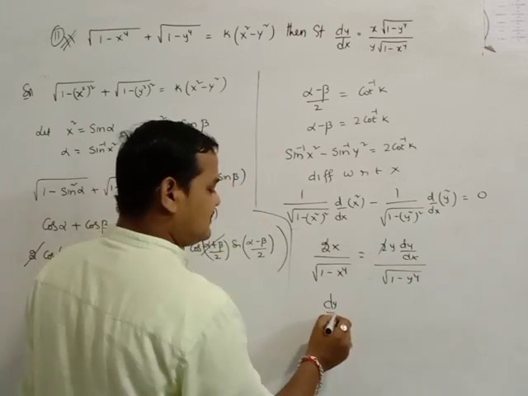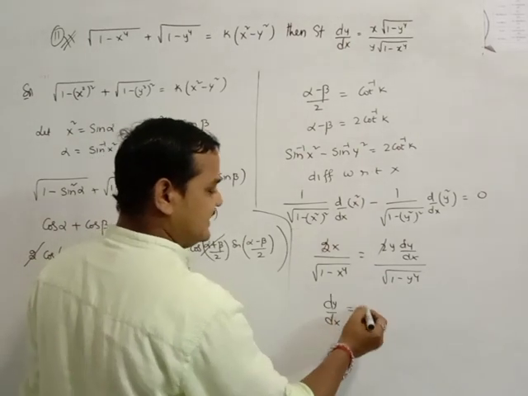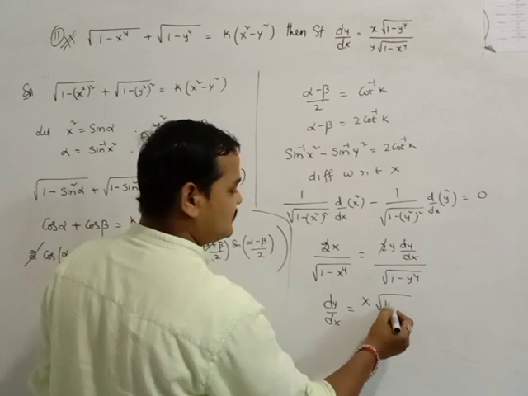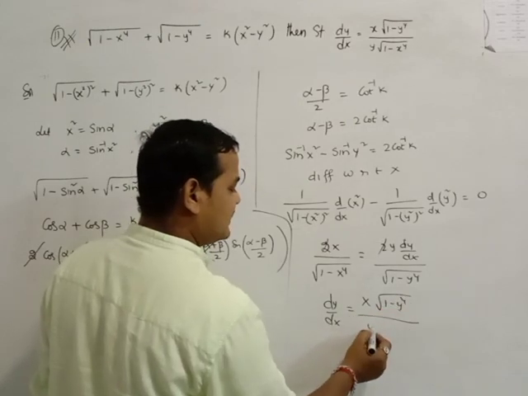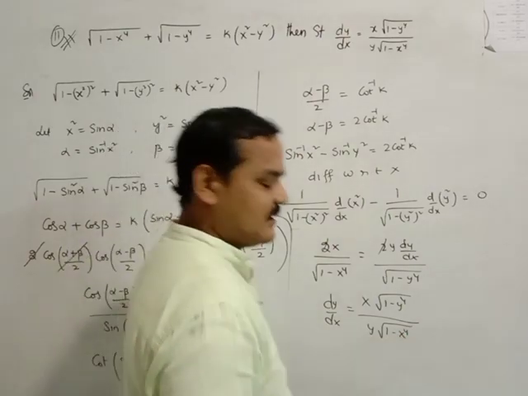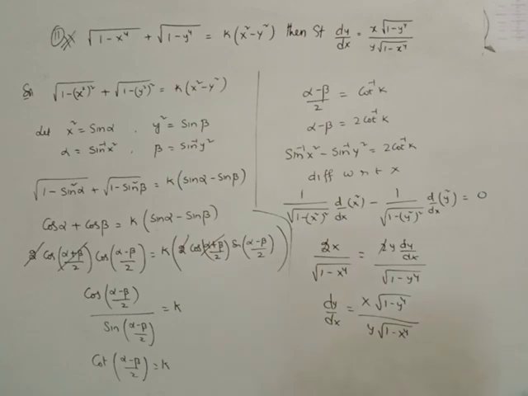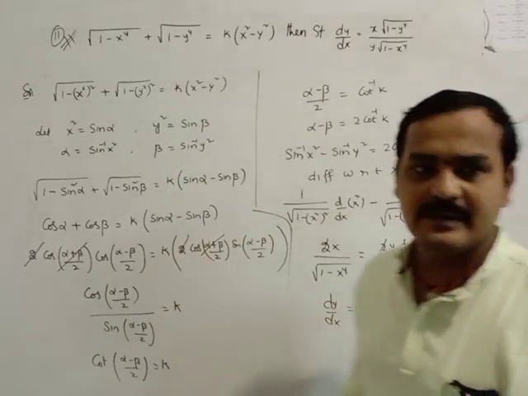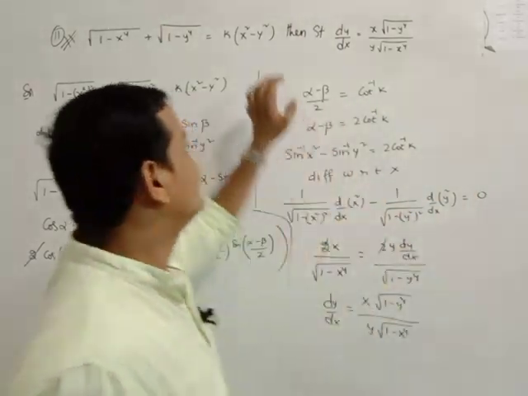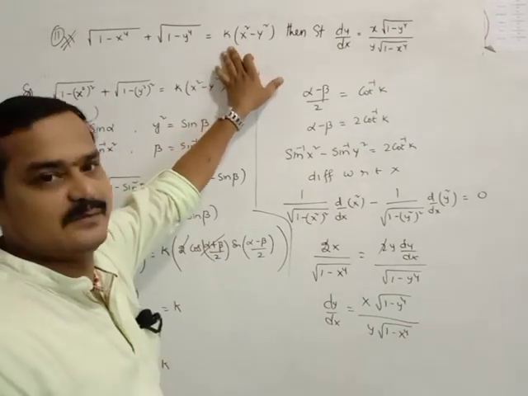I need the value of dy by dx by using cross multiplication. It is coming to x into root over 1 minus y power 4 by y into root over 1 minus x power 4. The very most important long answer question in the complete topic. What is that? Simply you can remember here. In this place, you need to consider it as sin alpha, sin beta.